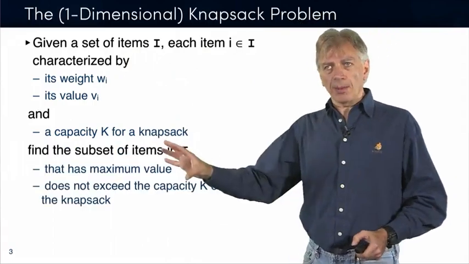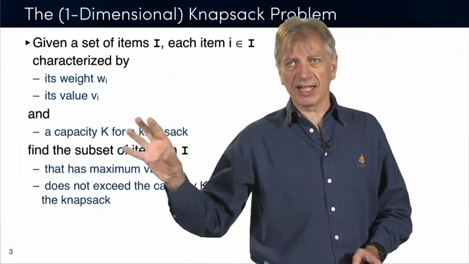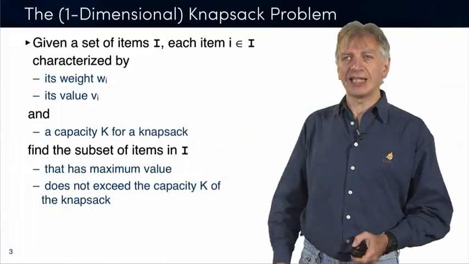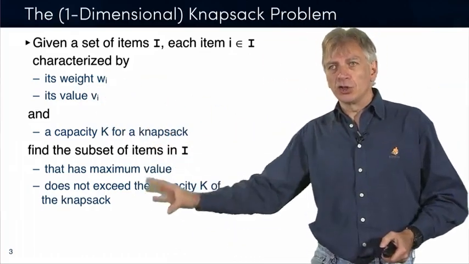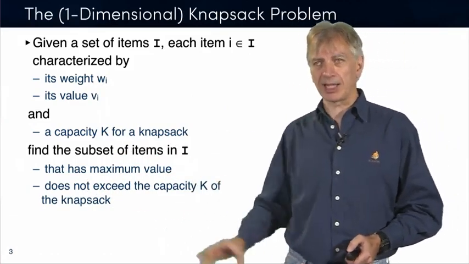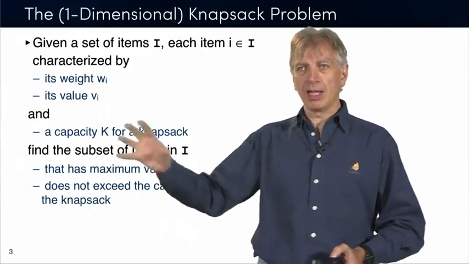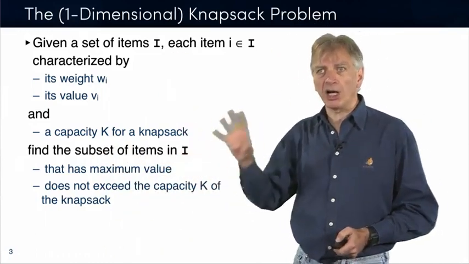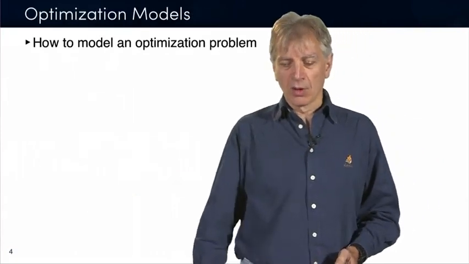And now the problem is really finding a subset of these items which has maximum value. You want to maximize the value of the items that you are picking up, but you don't want the weight of the items that you are picking up to exceed the capacity of the knapsack. This is still informal, and we're going to start formalizing this in the next couple of slides. But this is the start of formalizing the problem. We know the input.